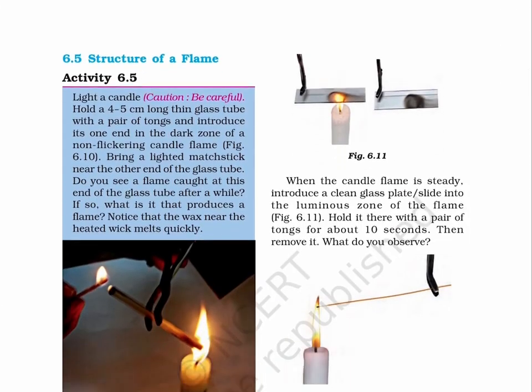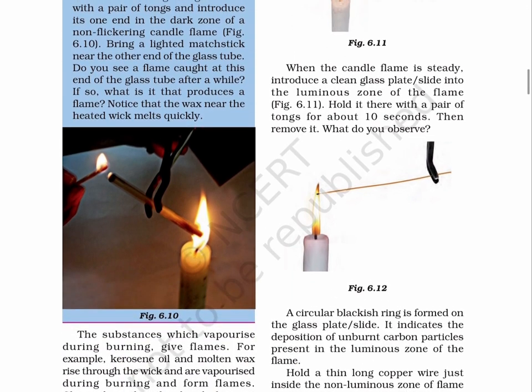6.5. Structure of a flame. Activity 6.5. Light a candle. Caution: be careful. Hold a 4 to 5 centimeter long thin glass tube with a pair of tongs and introduce its one end in the dark zone of a non-flickering candle flame. As shown in figure 6.10, bring a lighted matchstick near the other end of the glass tube. Do you see a flame caught at this end of the glass tube after a while? If so, what is it that produces a flame?